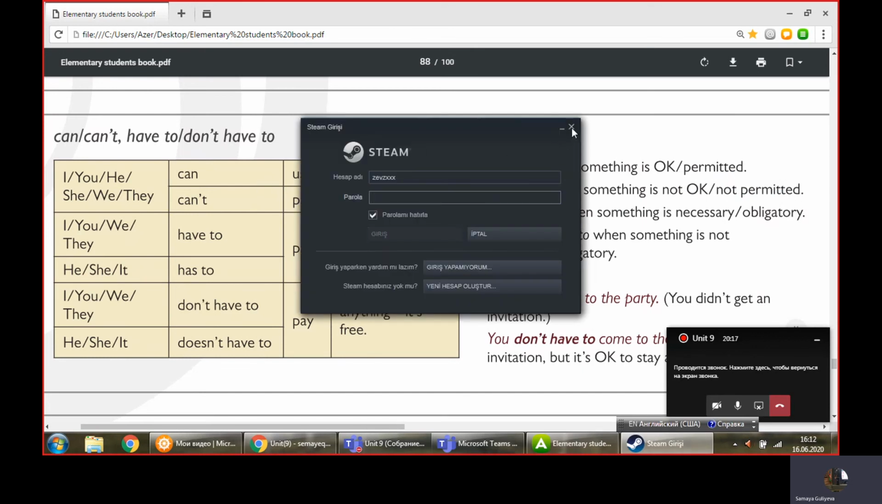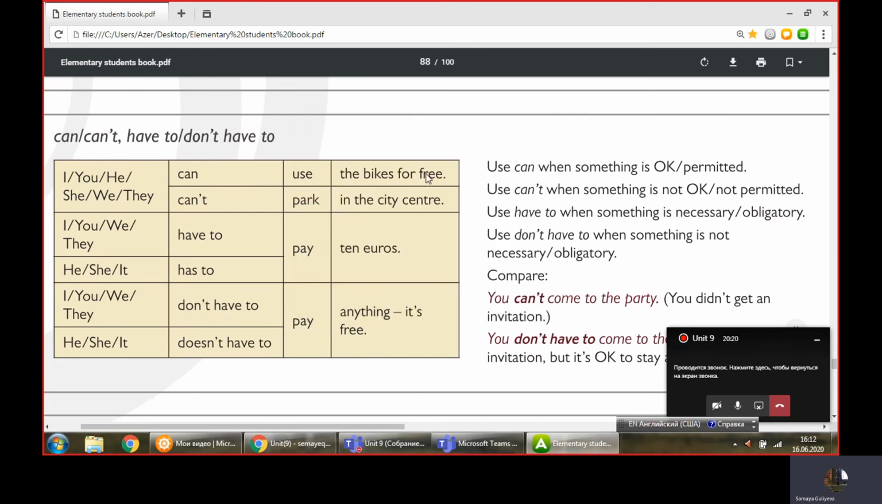For example, I can use the bikes for free. He, she, we, they can't park in the city center. Use have to when something is necessary, obligatory, mandatory. Use don't have to when something is not necessary, not obligatory. For example, I have to pay 10 euros. He, she has to pay 10 euros. I, you, we, they don't have to pay anything, it is free. He, she, it doesn't have to pay anything, it is free.